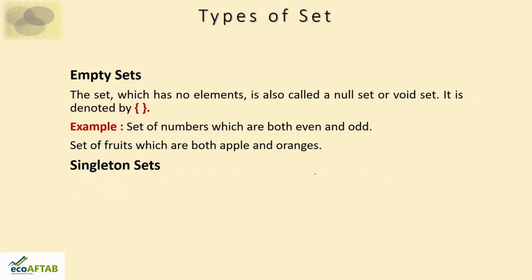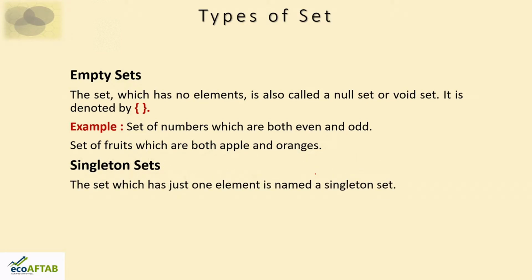Then the second type of set is singleton sets. Singleton in the sense the cardinality of the set is 1. There is a single element in the set. The set which has just one element is named as singleton set. Example, set A is equal to {5}. So here 5 is a single element. Similarly, set B is {a}. So here both set A and set B we can call singleton sets because there is only one element in the set.